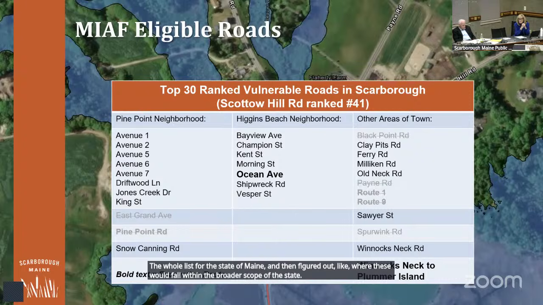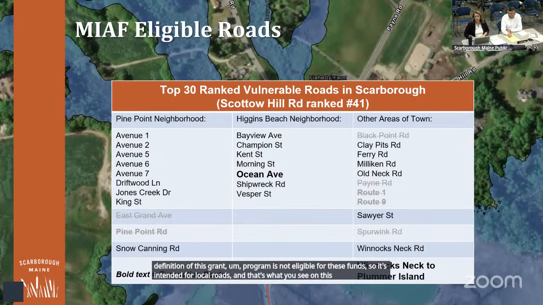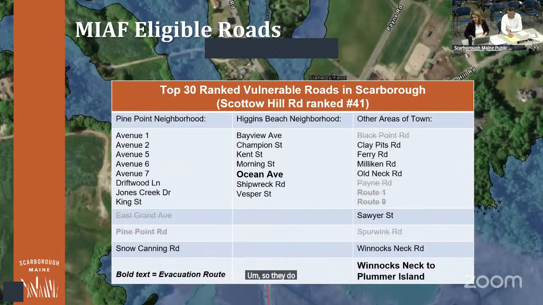So the state has road classifications, and so a state road is simply by definition of this grant program not eligible for these funds. So it's intended for local roads, and that's what you see on this table here. The state DOT does assess their culverts, so their transportation infrastructure. They do have a work plan and try to address and prioritize their culverts. They are definitely underfunded for the amount of infrastructure that they have.